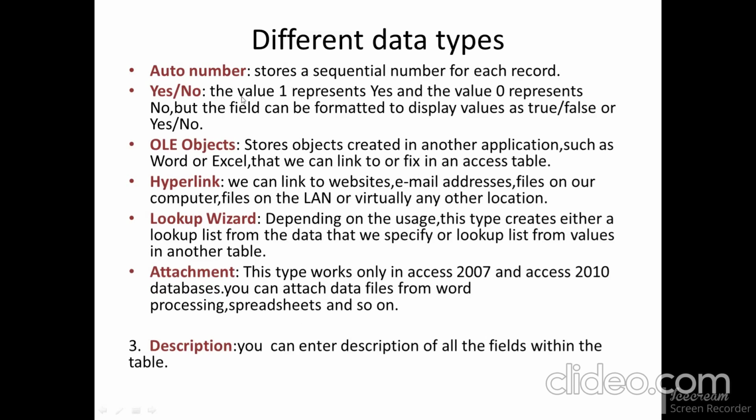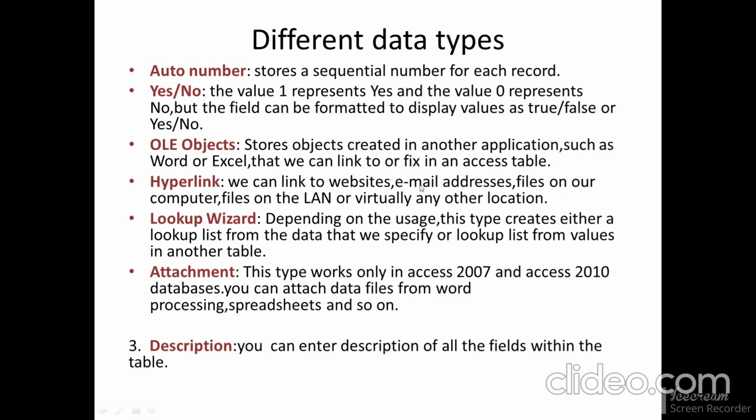Yes or No: the value 1 represents yes and the value 0 represents no, but the field can be formatted to display values as True, False or Yes, No. OLE Object: stores objects created in another application such as Word or Excel that we can link to or embed in an Access table. Hyperlink.